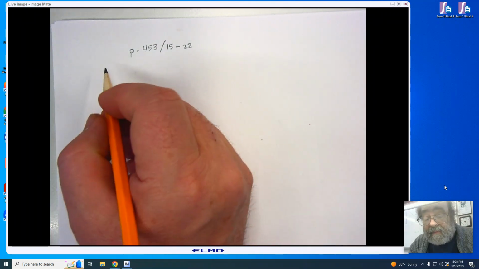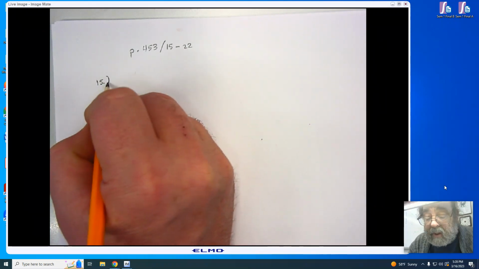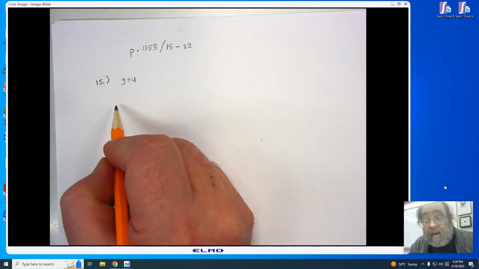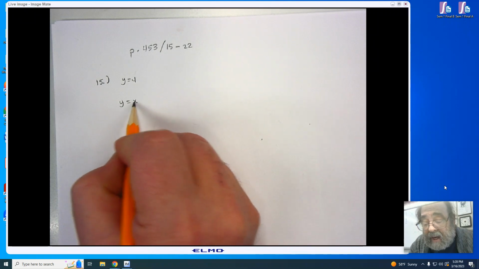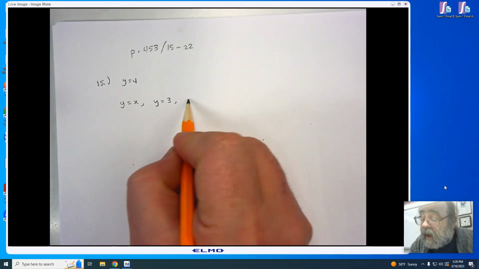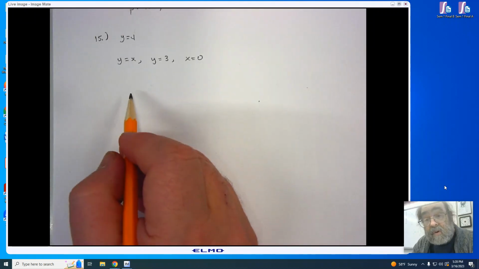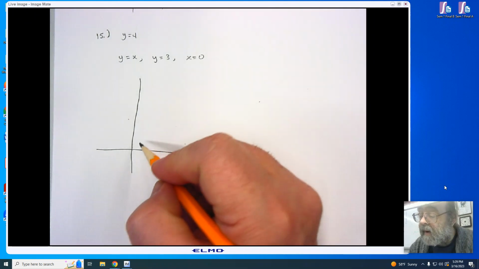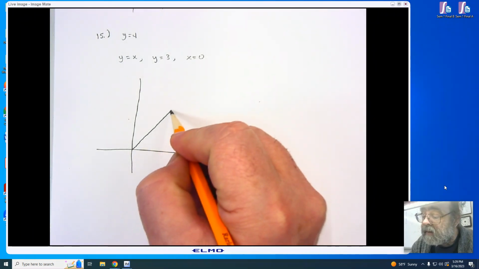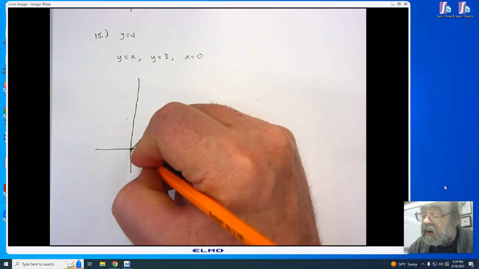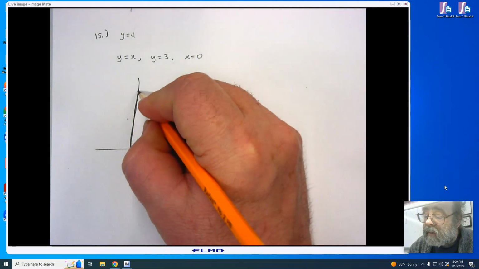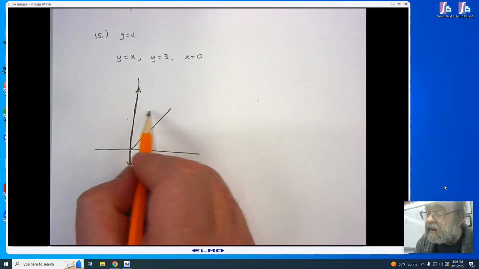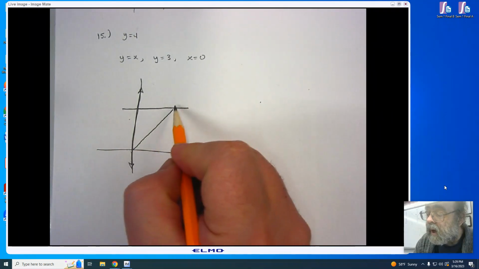So in number 15, which was the next problem on our list, we are being asked to rotate around y equals 4, and we are given the equations y equals x, y equals 3, and x equals 0. So the first thing that I'm going to want to do is graph this. We have y equals x, which is fairly easy. We have x equals 0, that's going up and down. And then we have this line cutting across at y equals 3.